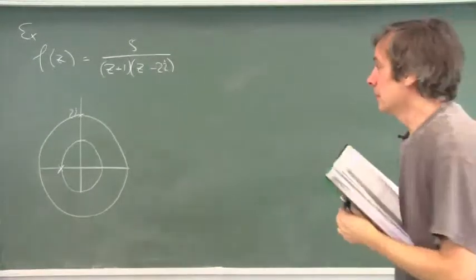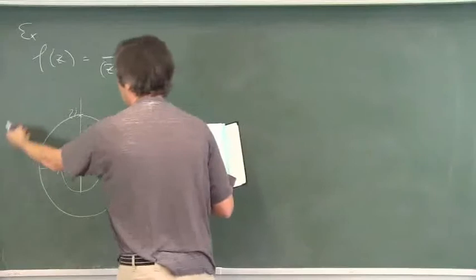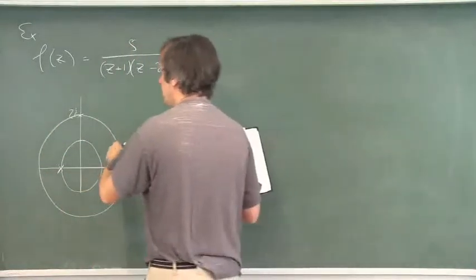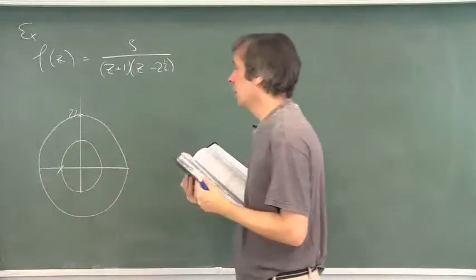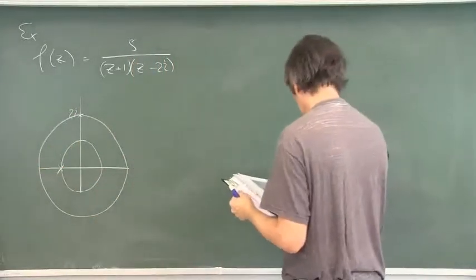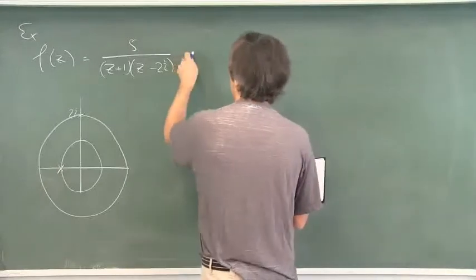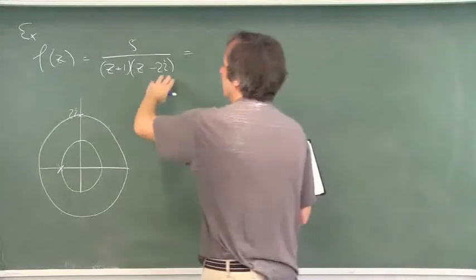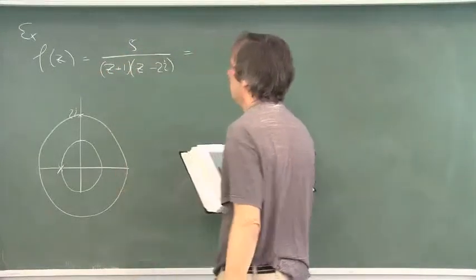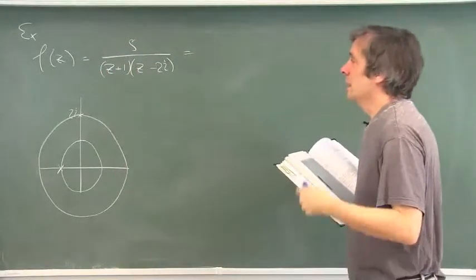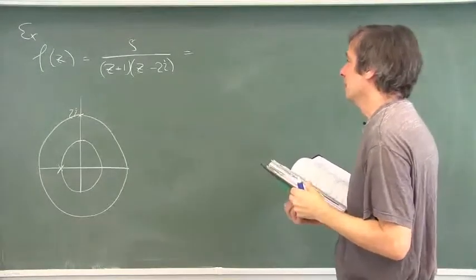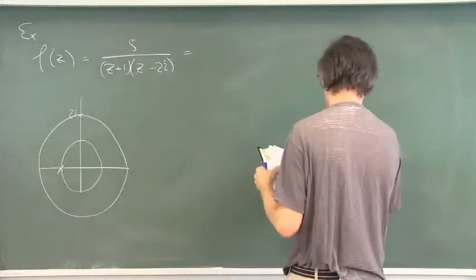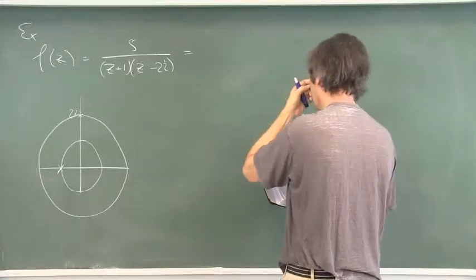And finally, you can also consider the region outside the circle of radius 2 here, and then you get still another Laurent expansion. So let's take a look here now. First observation is that to expound this, it's very convenient to start by splitting this function up into 2 parts.